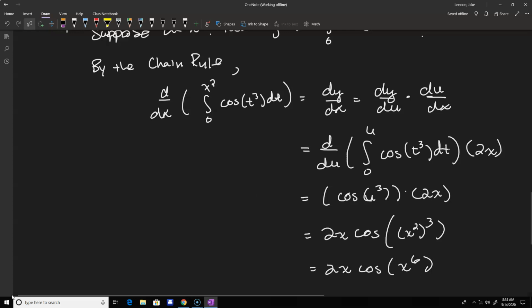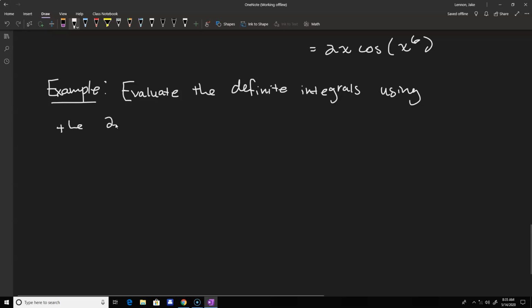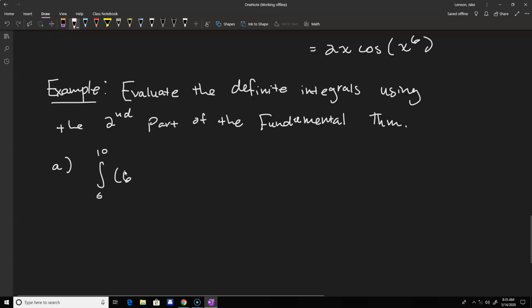So let's look at utilizing the second. So the second part, for this example, what do we want to do? We want to evaluate the definite integrals using the second part of the fundamental theorem. So for part A, let's say we're looking at the integral from 0 to 10 of 60x minus 6x squared dx.